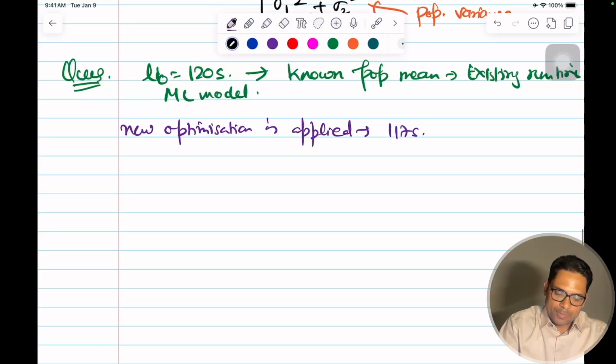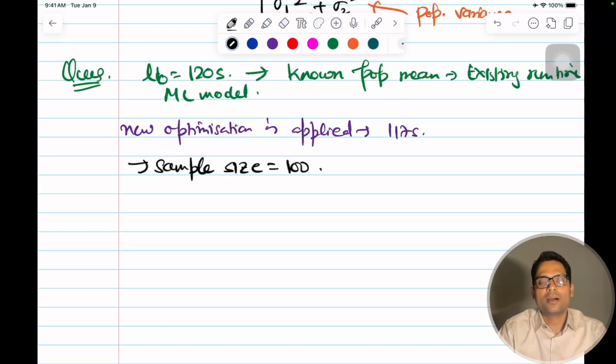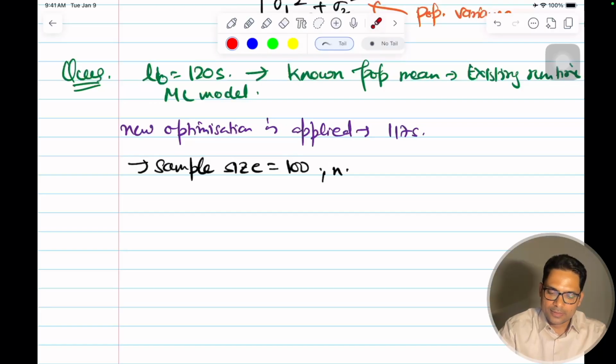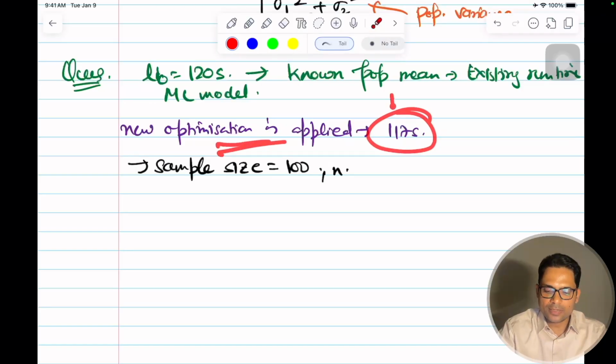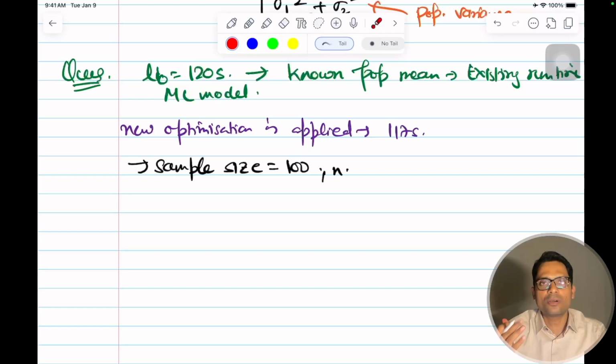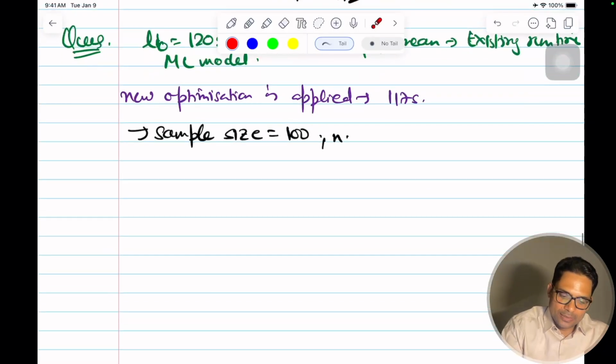Okay, and the sample size is for one sample only. How many samples did we take? That was 100, so n is 100 here. We did 100 runs and we found that the new runtime was 117 seconds for that model after the optimization was applied. Now, does the optimization have a significant impact to reduce the runtime or not? We need to validate this claim.